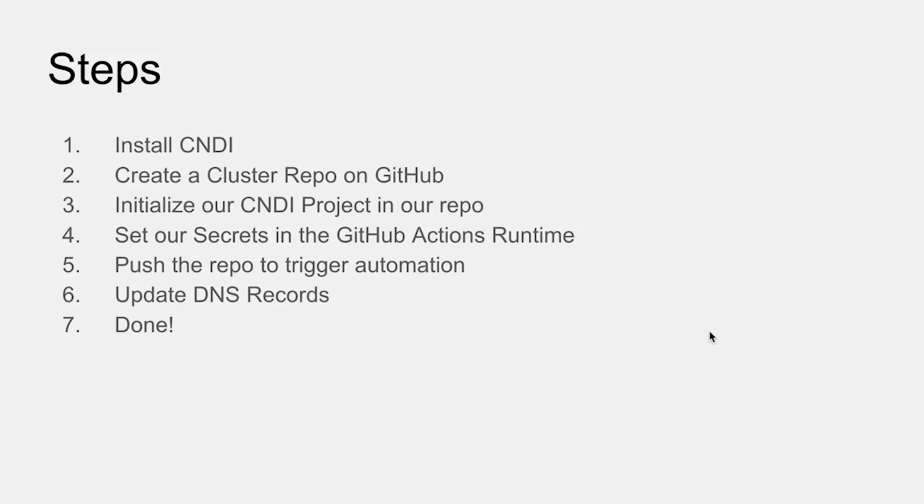Let's quickly look at the steps we'll be going through in this demo. First, we'll install CNDI on our machine. Step 2 is to create a Git repo for our CNDI cluster. Step 3 is to call CNDI init to initialize our project files. Step 4 is to make our secret values available in GitHub Actions. Step 5 will be to push our project files to GitHub, which will trigger some automation. And the last step, step 6, will be to update our DNS records, and our Airflow service should be good to go.